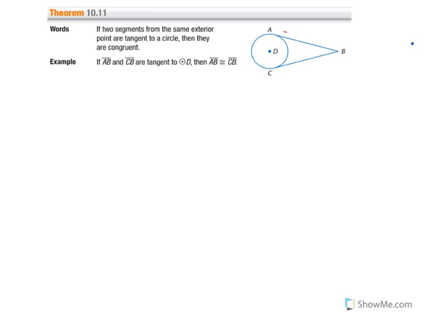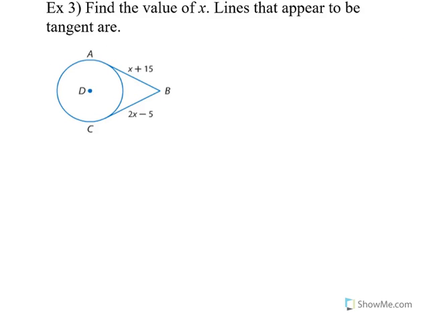But what this is saying is, if we have two tangent segments that meet at the same point outside the circle. So in the case of our diagram, they would meet at point B. So both of these segments, one is tangent at point A, and one is tangent at point C. They both meet at B. That means that if they both are tangent to the circle and meet at the same point, the two segments are congruent to one another. Okay, very simple theorem in this case, and let's see how it's used.